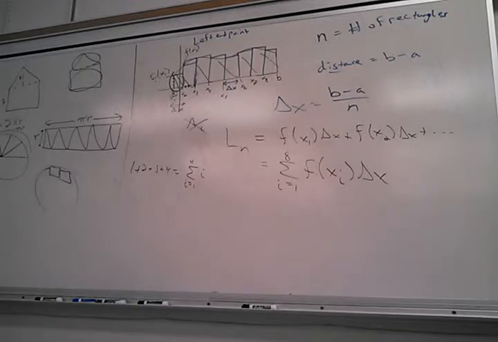So let's see what we get here. 5, 10, 16, 20, 22, and a fourth divided by 2 is 11 and an eighth, which is 11.125. Did I do that right in my head? Yeah, you did. So that's L6. That's the left endpoint approximation using 6 rectangles.